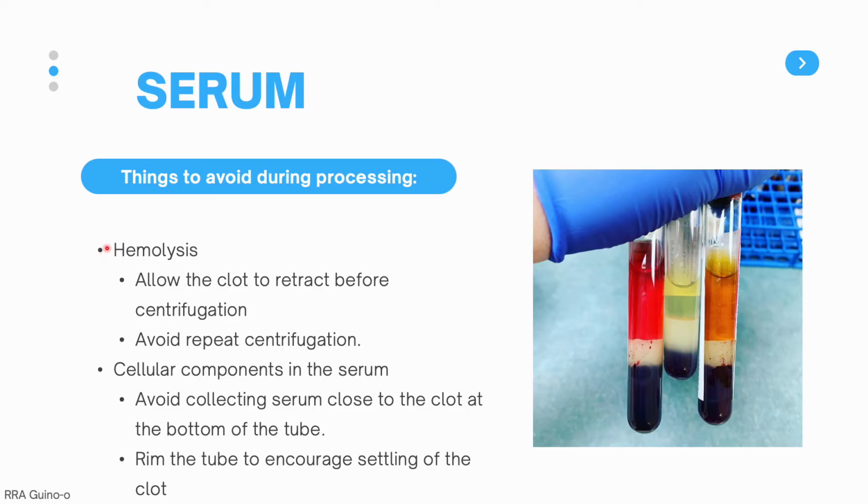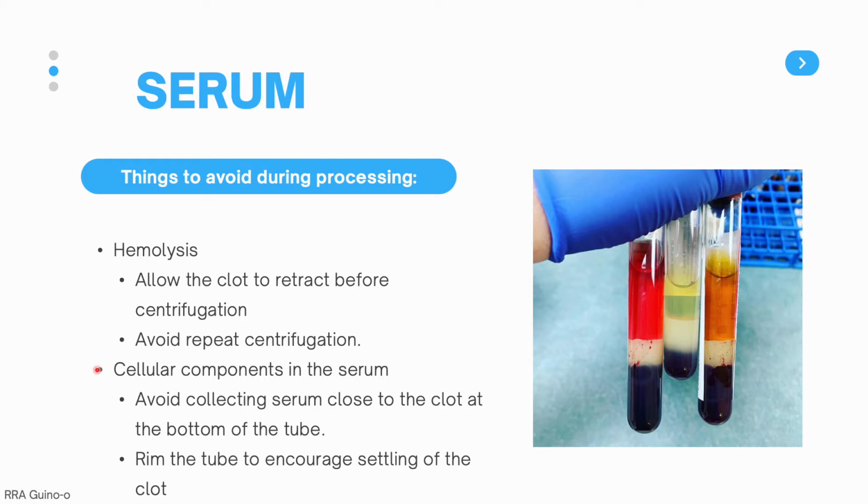First is hemolysis. Hemolyzed blood samples, like the one you see in this figure, can cause inaccuracies during immunological testing. Some ways you can avoid hemolysis is by allowing the clot to retract fully before centrifugation. Also, we need to avoid repeat centrifugation, especially if the cellular elements are still in the tube. If you need to recentrifuge your tube, make sure to remove the serum first and place it in a new tube before recentrifugation.